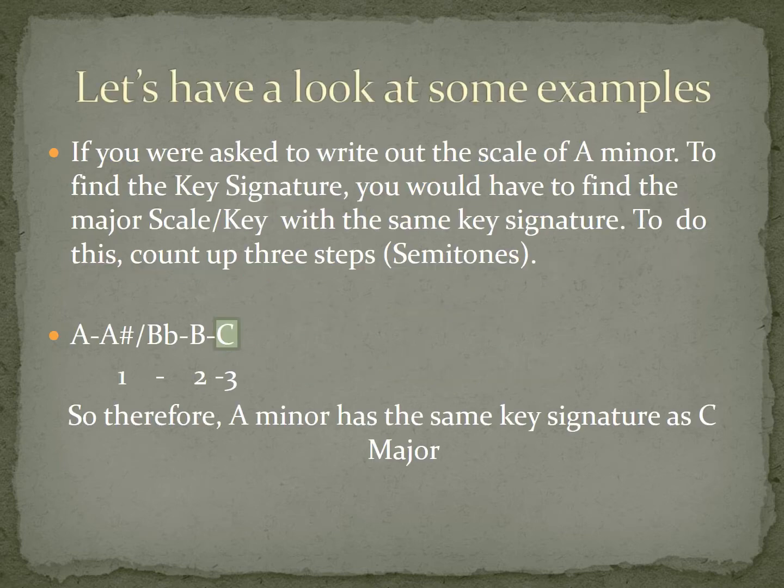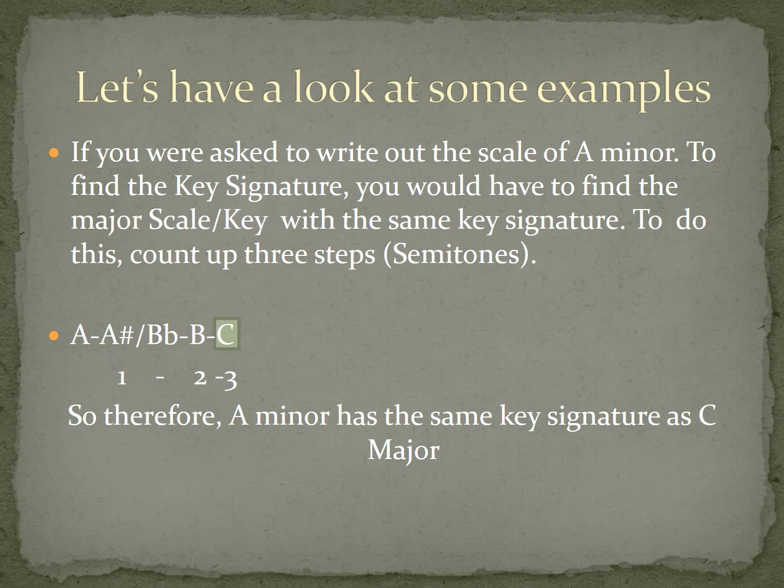Now, to explain further, let's have a look at some examples. Let's say, for example, you were asked to write out the scale of A minor. We need to find the key signature. So what you would do is find the major scale with the same key signature. To do this, you count up 3 steps. Now when I say steps, we're talking about semitones.